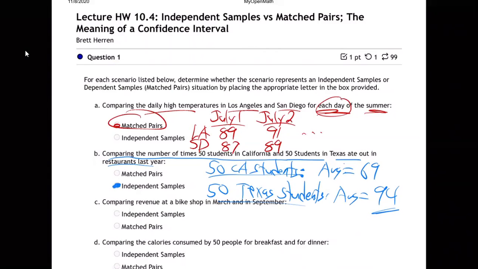It's independent, isn't it? Does everybody see that? Those are just two separate groups. They're not connected in any way, right? Whereas the temperatures up here, these were connected because it was the same day. It was July 1st, right? And how did I do that? It said each day. So that matched them up day by day. See the difference?